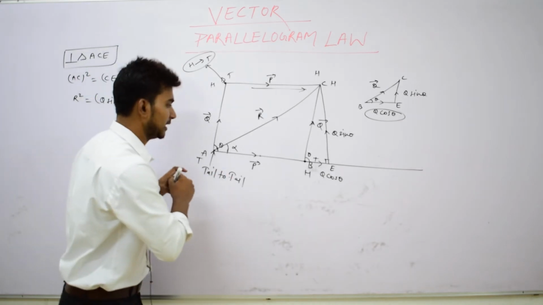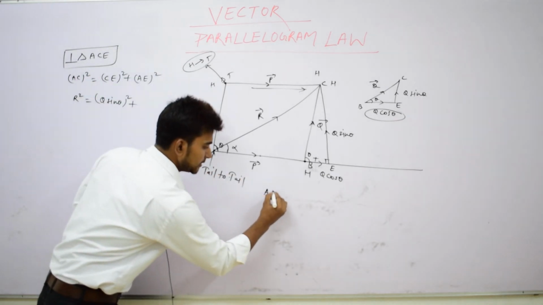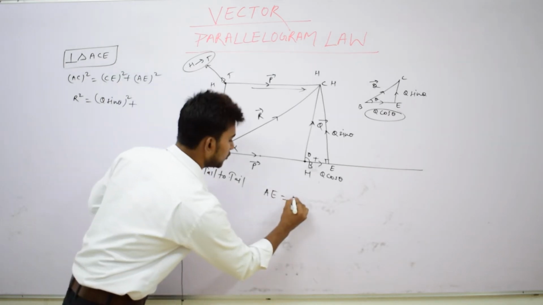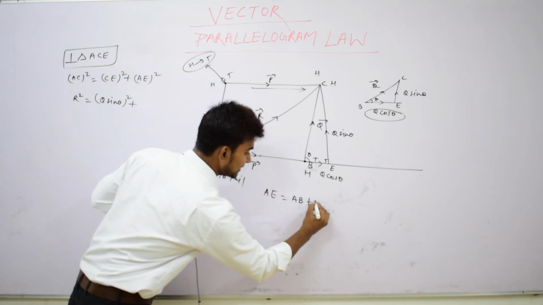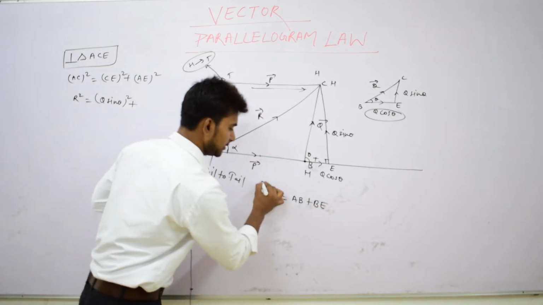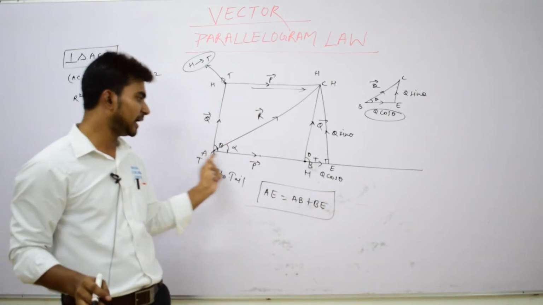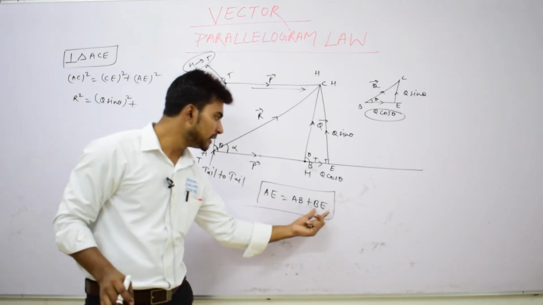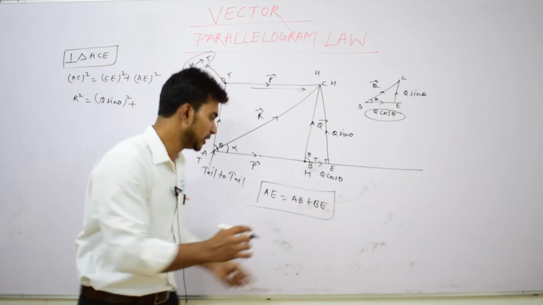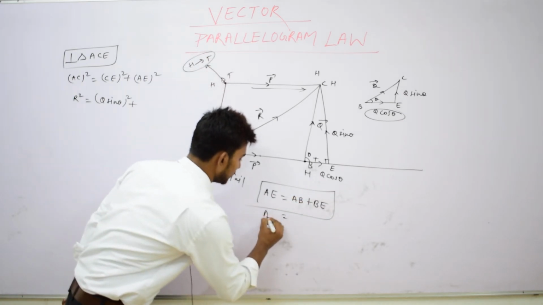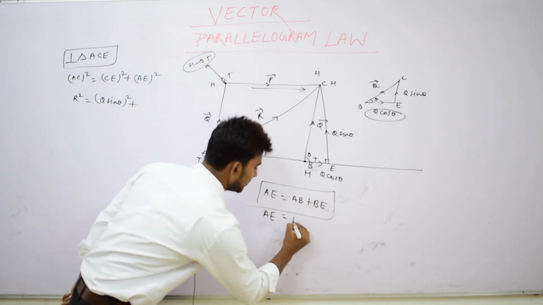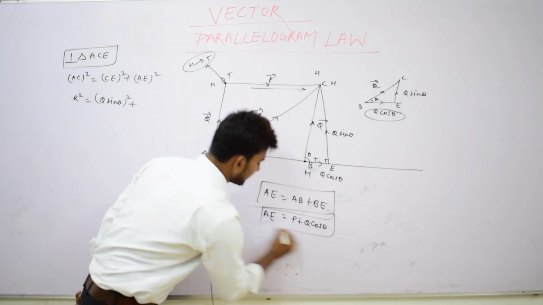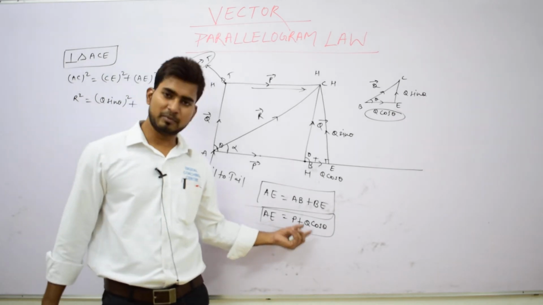This is also important. Just see AE. How can we break it? AE can be broken in two parts, AB plus BE. We can write it or not? We can just write AE is equal to AB plus BE. In the AB direction vector P is there, in the BE direction Q cos theta is there. So the whole term AE can be broken into P plus Q cos theta. Okay. So AE is equal to what? P plus Q cos theta.